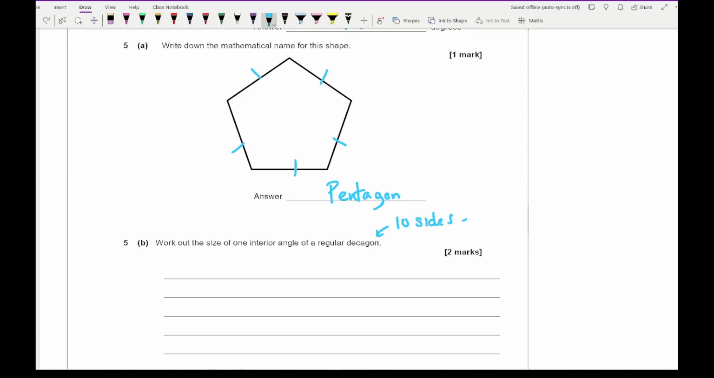So to work out one interior angle, what I need to do is do 180 multiplied by the number of sides, which is 10, take away 2, because this is to work out how many triangles there are, and each triangle is 180. So that's going to be 180 multiplied by 8, and that gives me an answer of 1440, and then we need to divide that number by 10 and we get 144. So that's one method of doing it.